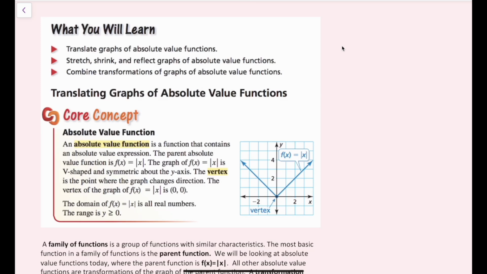In this lesson, we're going to be translating graphs of absolute value functions, stretch, shrink, and reflect graphs of absolute value functions, and then combine transformations of graphs of absolute value functions.